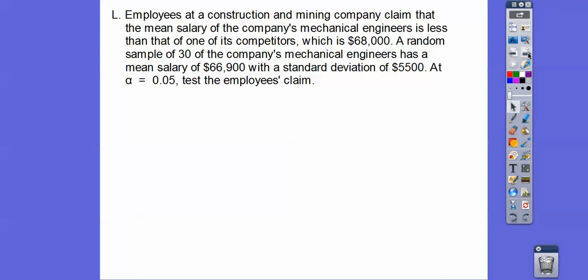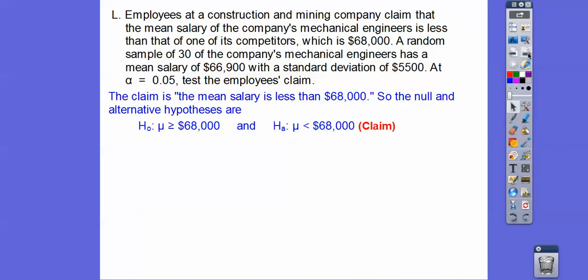So employees at a construction and mining company claim that the mean salary of the company's mechanical engineers is less than one of its competitors, which is $68,000. So a random sample of 30 people, that's greater than or equal to 30, and it says it's random, of the company's mechanical engineers has a mean salary of $66,900 with a standard deviation of $5,500. So at the 5% level, test the employee's claim.